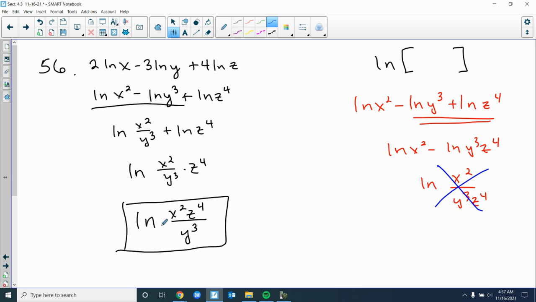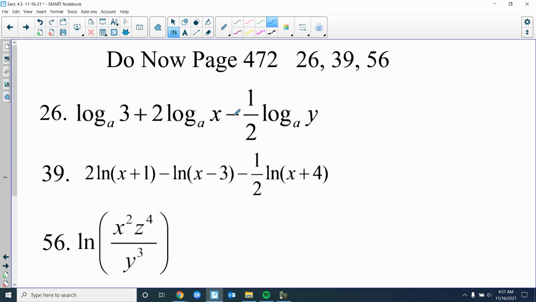Okay, so that's how you do 56. And here are your answers again for those three problems. Again, when you have a quantity, x plus 1, you just have to leave that. You cannot split that, reduce that, or expand that at all. So leave that. Those problems went through all the properties.